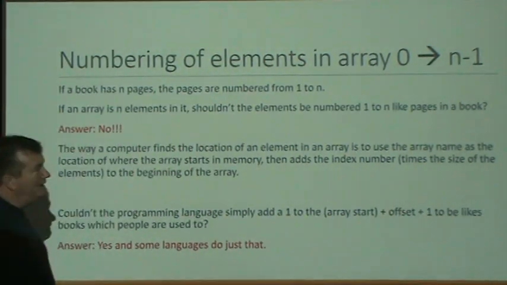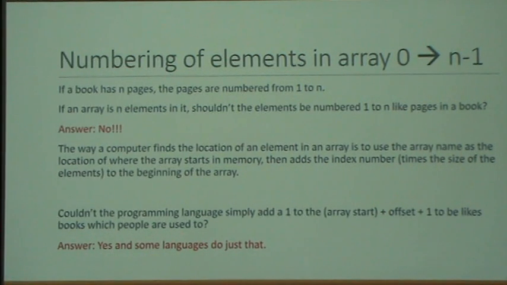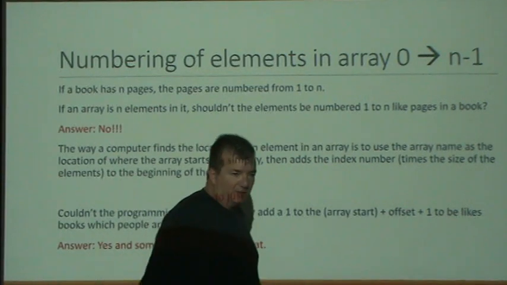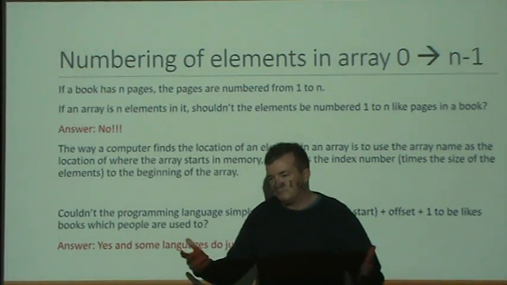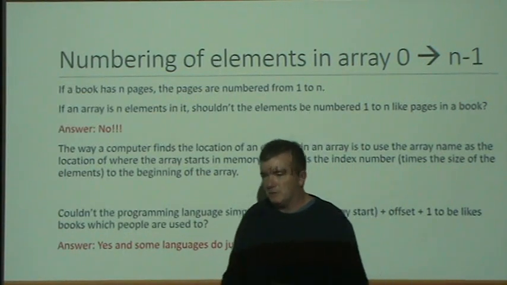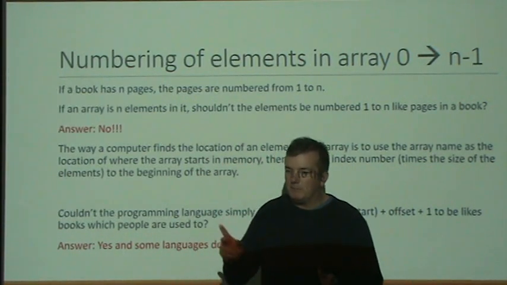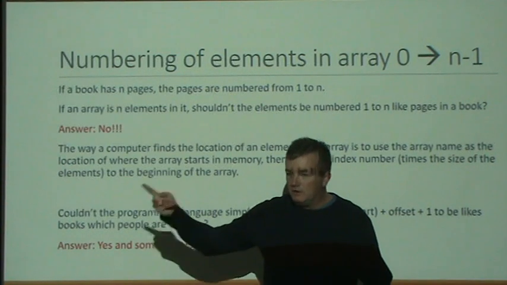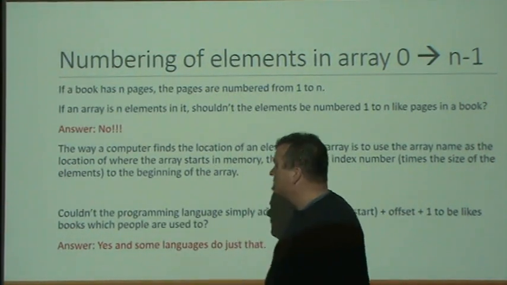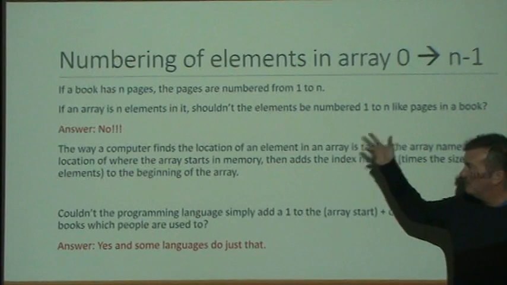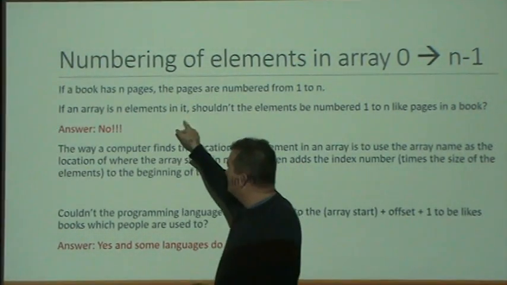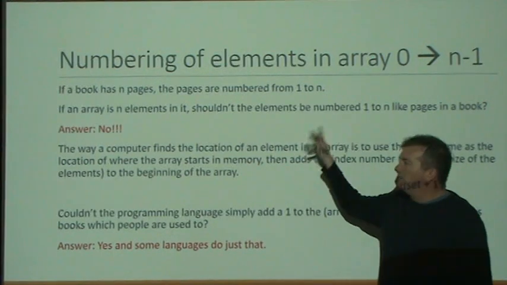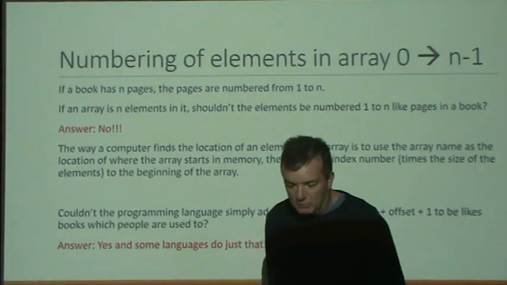Okay, so now here's an interesting thing that comes up. When you buy a book, you go out to the bookstore and you buy a book, and let's say the book has 100 pages to it. The pages are typically numbered from 1 to 100, right? So if a book has n pages, the pages are numbered from 1 to n. If an array has n elements, shouldn't the elements be numbered 1 to n, just like in a book?